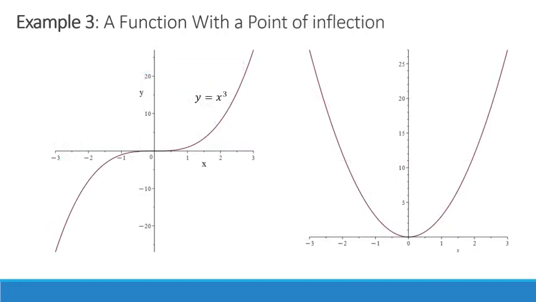Now let's look at an example of where the second derivative test fails. On the left we have the graph of y equals x cubed, and its corresponding gradient graph is on the right, dy by dx equals 3x squared.